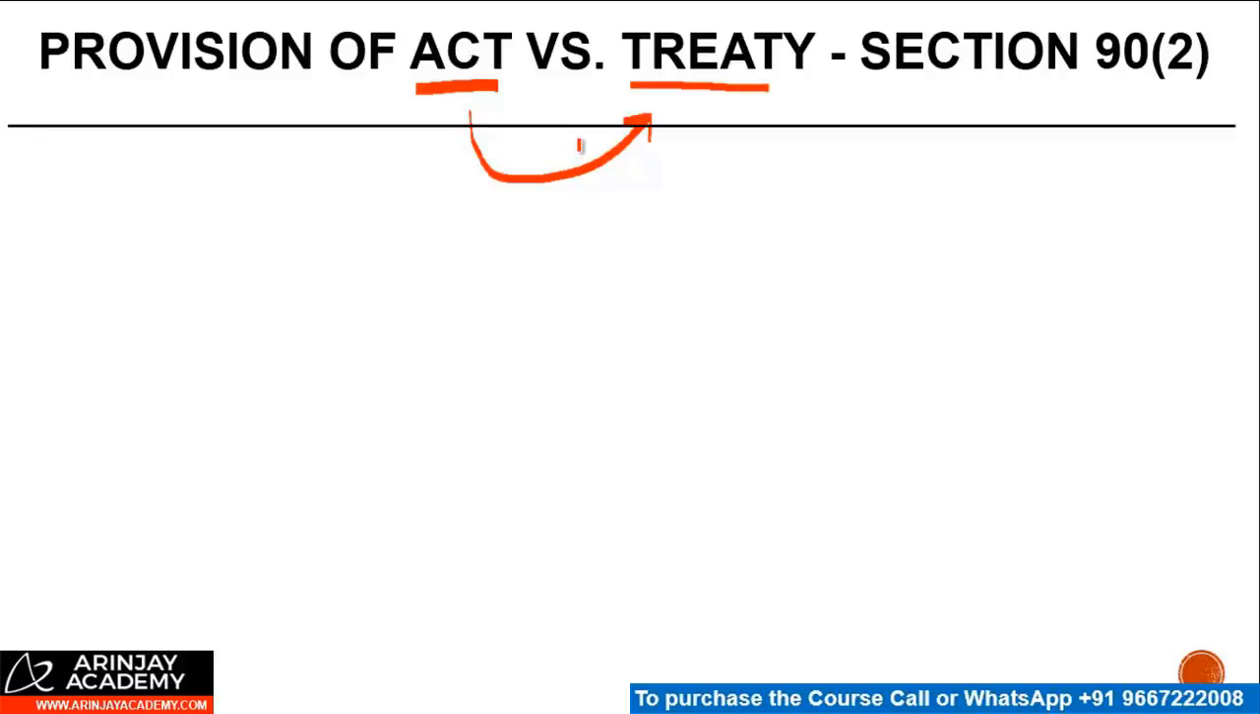Now definitely, if the provisions in the treaty were the same as they are in the Act, there was no need to have the treaty itself, right? In such a situation, which provision should be applied, which provision should have preference over the other, that is something which is governed by the provision of section 90 subsection 2.